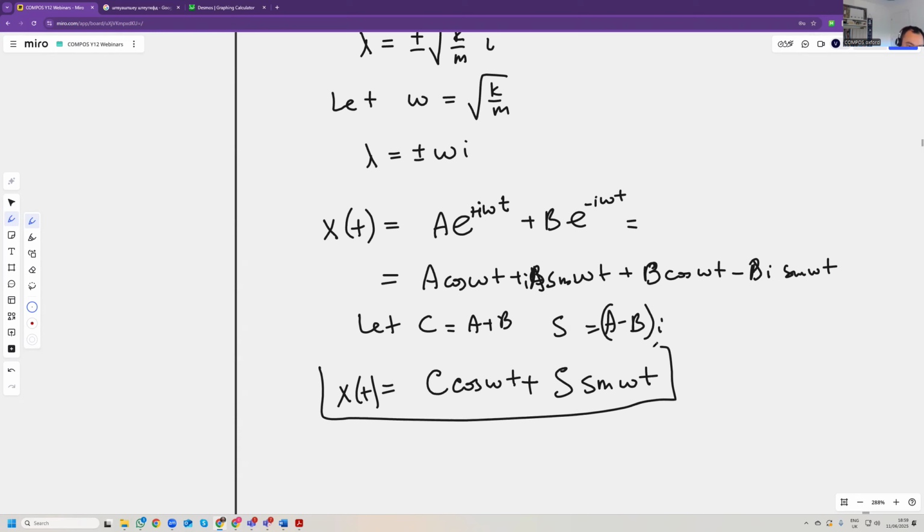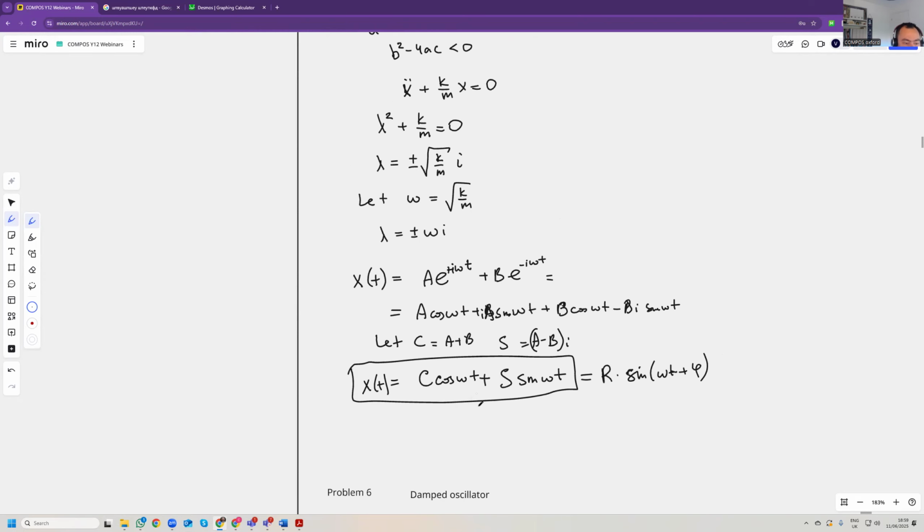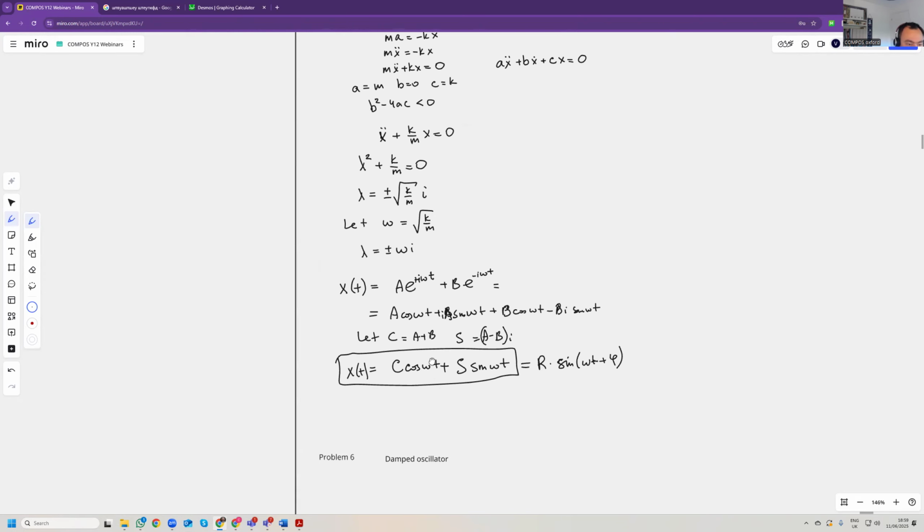And that's the solution. But you already know that. Well, this could be written as r multiplied by sine of omega t plus phi, right? You've probably studied that at A level. If not, we can leave the answer like this.